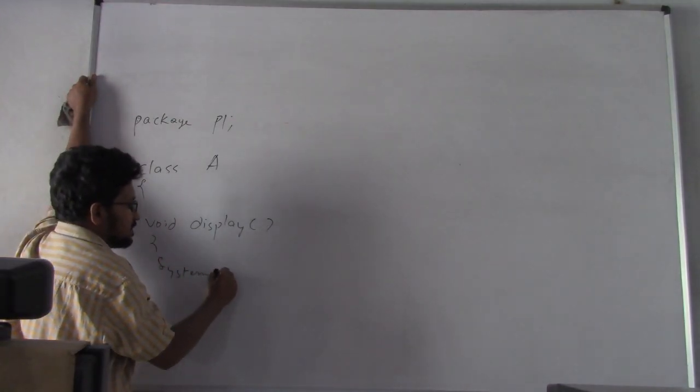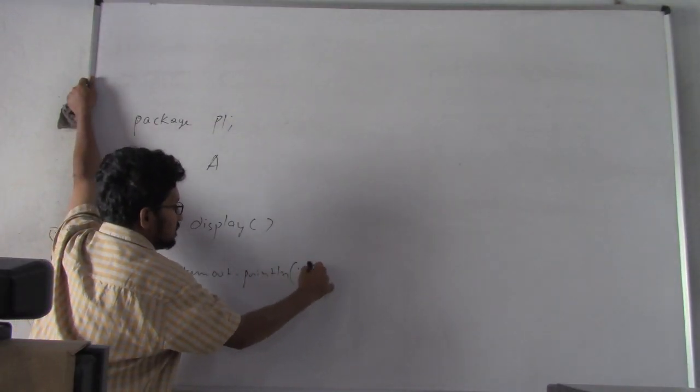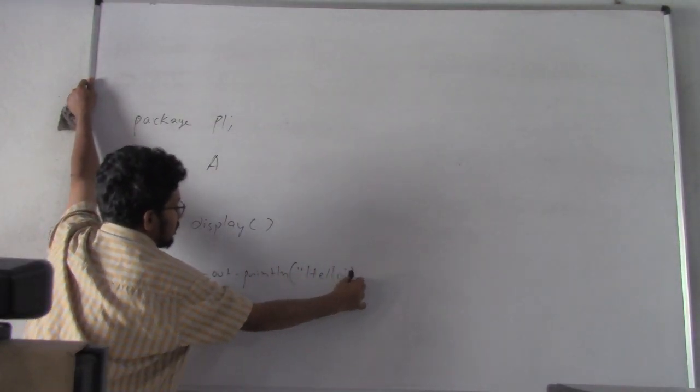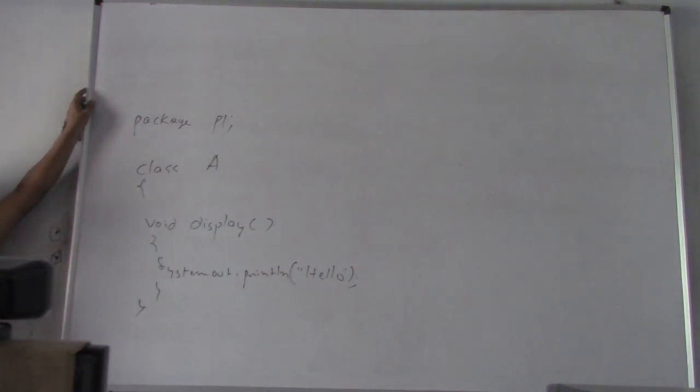This package contains a class containing one method called display. That's all. A package can contain both classes and interfaces, but need not be both. It may contain only classes, or only interfaces.